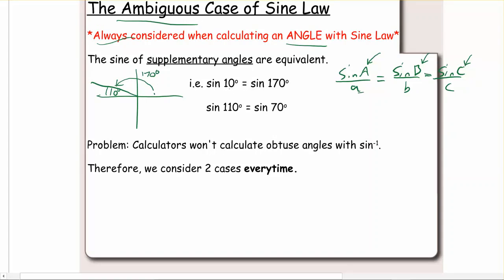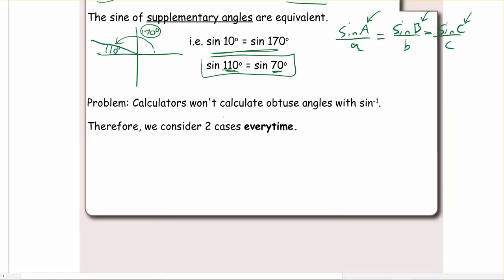So if we're solving for an angle, we're going to have two possibilities. One would be 10 degrees. The other would be 170 degrees. So we're going to have two possible answers, but only one of them makes sense. The same thing, if you had sine 110, that's the same as sine 70, right? Because 110 and 70 add up to 180. They're the exact same for the same reason as this one.